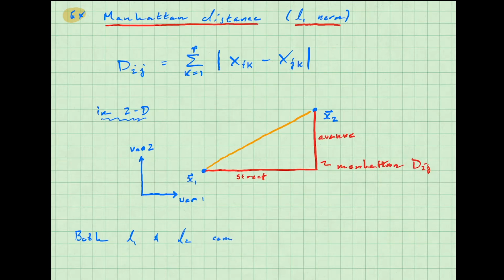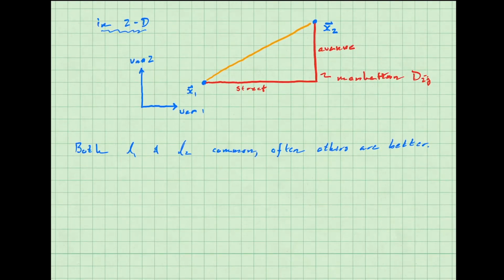Both these guys are common, but often something else is better. So that example of the travel time between two different places is not among these things. And so let's just make a list of what kind of properties you want in your distance measure, so, ideal properties.